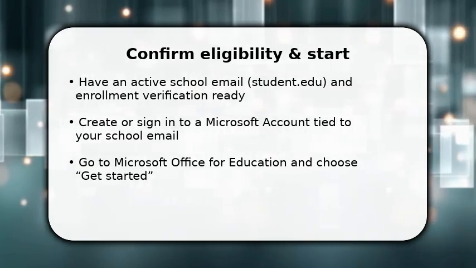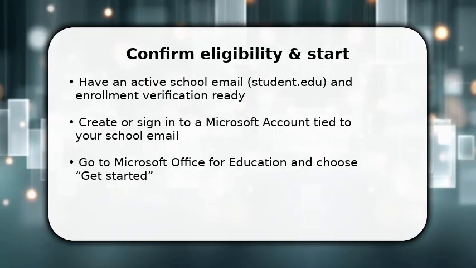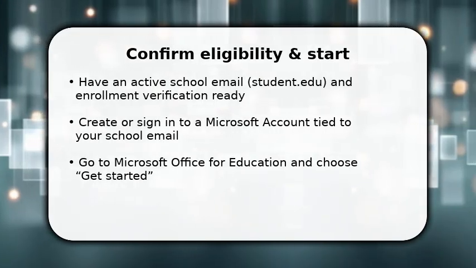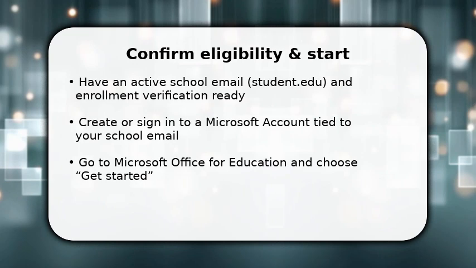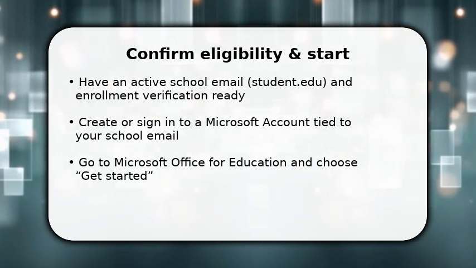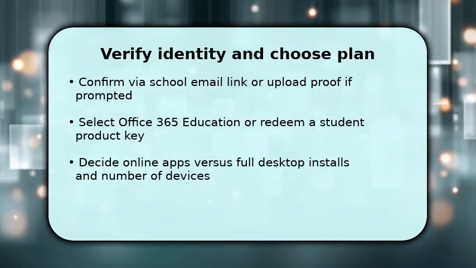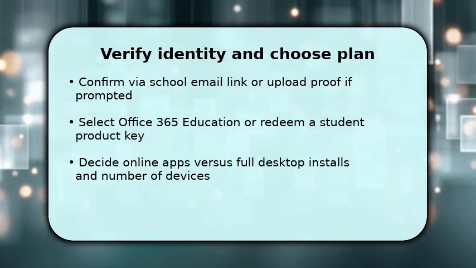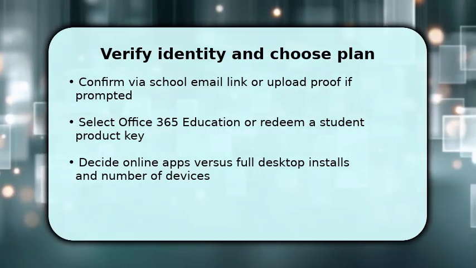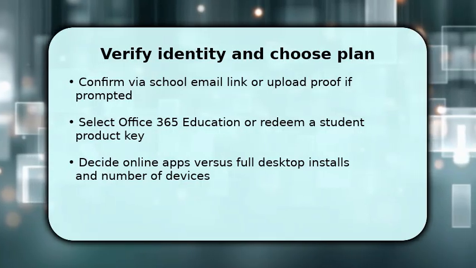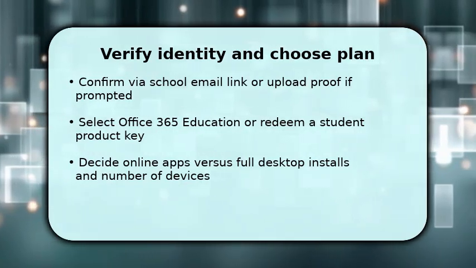After verification starts, you'll see available plans or free Office 365 education options. Select the student offer to continue to the next step. You'll confirm identity by clicking the verification link Microsoft sends to your school email or by uploading documentation if required. Once verified, review the available student plans.